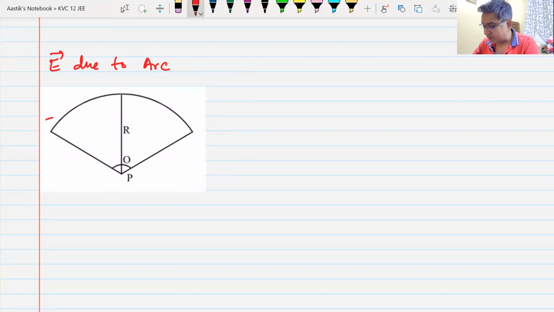So here I have a positively charged arc of a circle. It is not the complete circle, it is just an arc of a circle. Lambda is the charge per unit length. Does anyone know the answer for this? The total angle is theta, not 0. The total angle is theta.